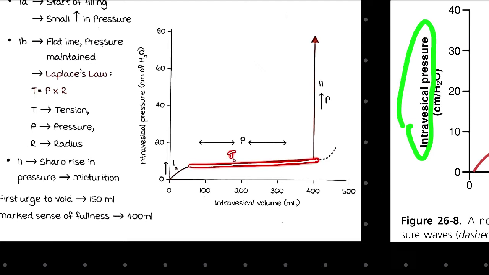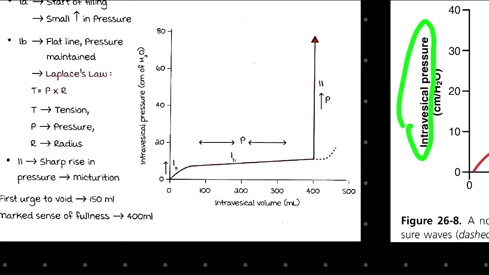Now talking about another segment, that is first B. As you can see, there is no rise in intravesical pressure with an increase in volume of about 100 to 400 ml. Okay, that means it is a flat segment. What is this first B called? It is called the flat segment.